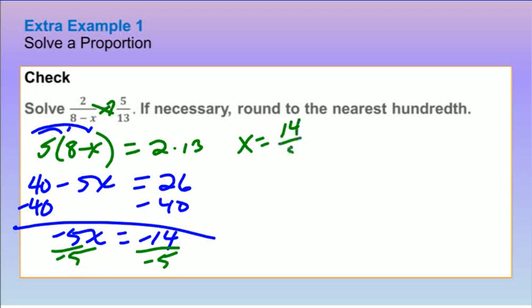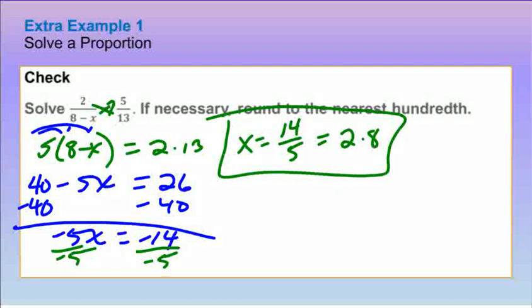equaling 14 fifths. Now it says, if necessary, round to the nearest hundredths, so 2 decimal places. Negative 14 fifths, so 14 divided by 5 is 2.8. There is only 1 decimal place, so this would be my answer.